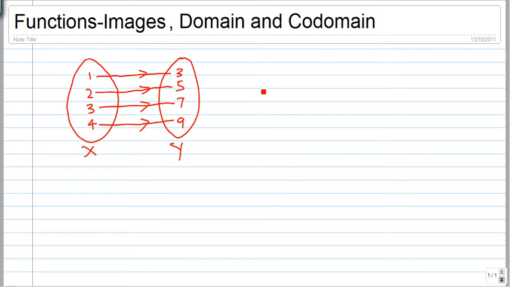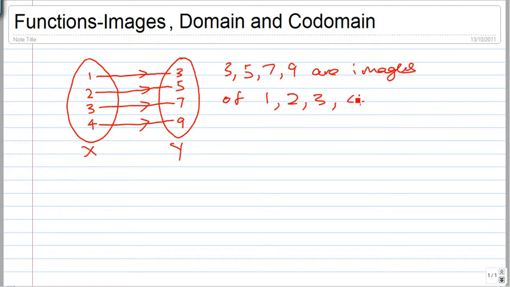So if you look at this figure here, you can see that the starting element 1 maps onto 3 in Y. The starting element 2 maps onto 5 in Y. Starting element 3 maps onto 7. Starting element 4 in X maps onto 9. We say that 3, 5, 7, 9 are images of 1, 2, 3, 4.